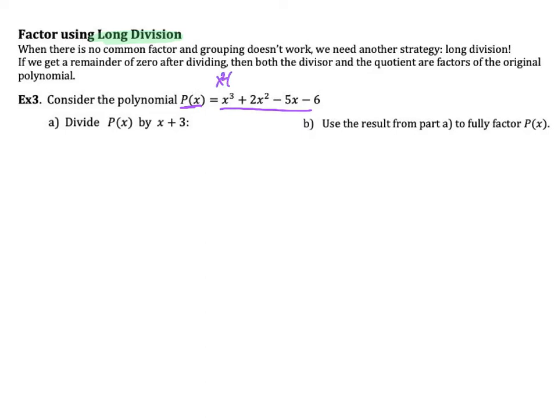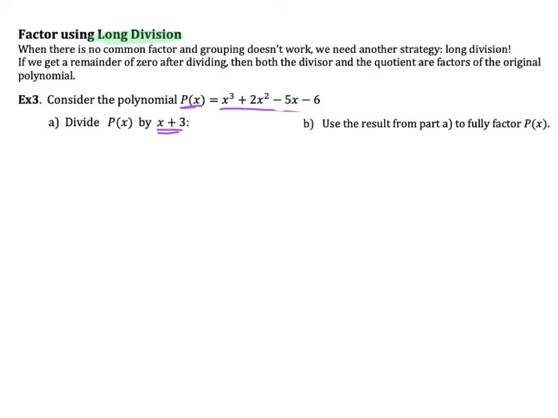If we tried to take out an x squared, we're going to get x plus 2. There's no way we can get this to become x plus 2, so we're stuck. We can't factor by grouping, so what are we going to do? Well, we must be given some other information. Here we're telling you that x plus 3 is a factor of p of x.